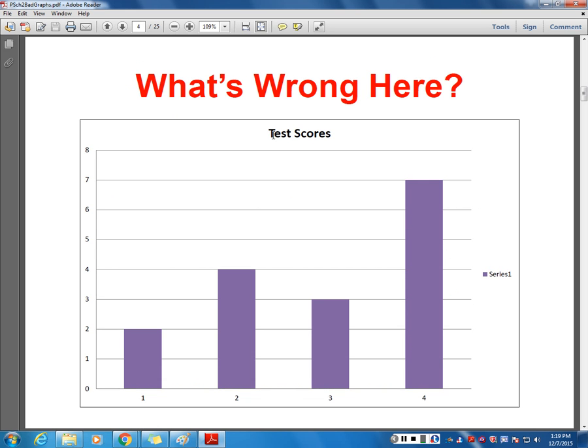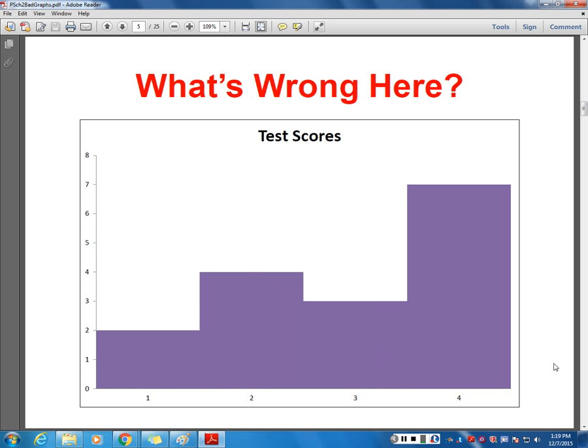As you can see, the histogram has a title. That's good. But then the axis labels are absent. I don't know what 1, 2, 3, and 4 are. I don't know what the vertical axis is showing either. Also, over here on the right-hand side, I have Series 1. That's a legend. Programs like Excel often put those in automatically. But really, there's no need to use those unless you have more than one data set on the same graph. So that also needs to be taken care of.